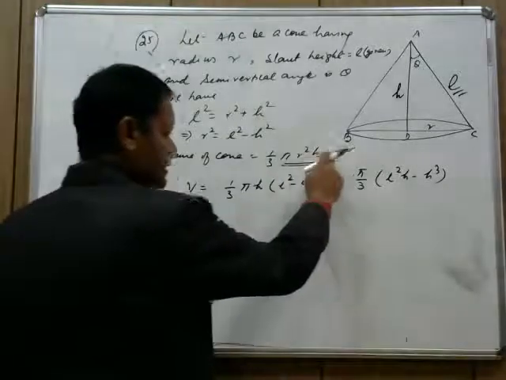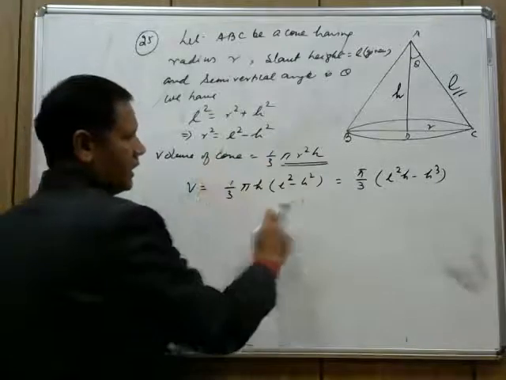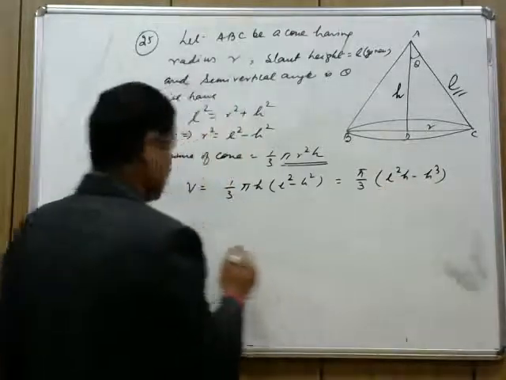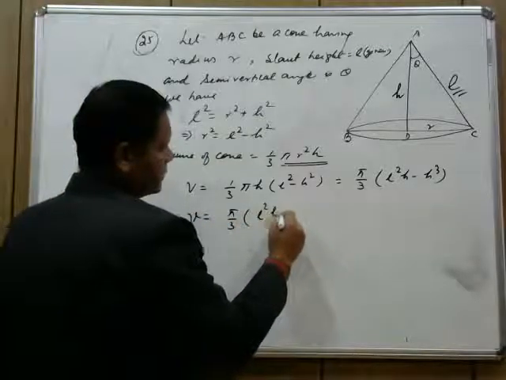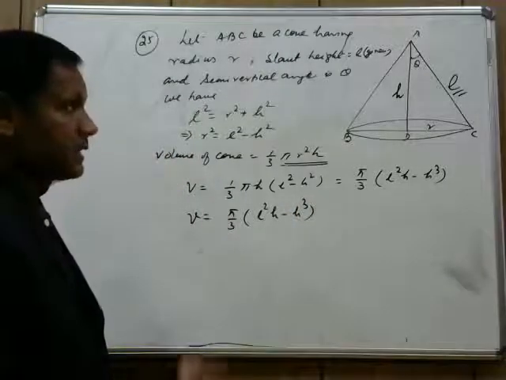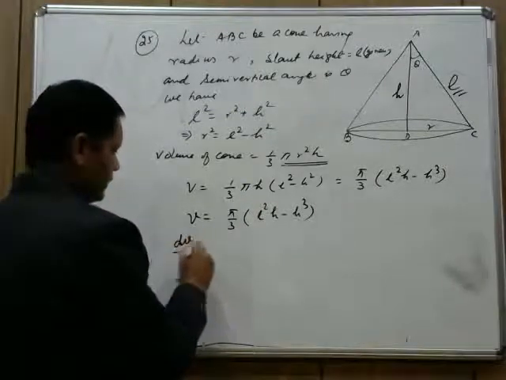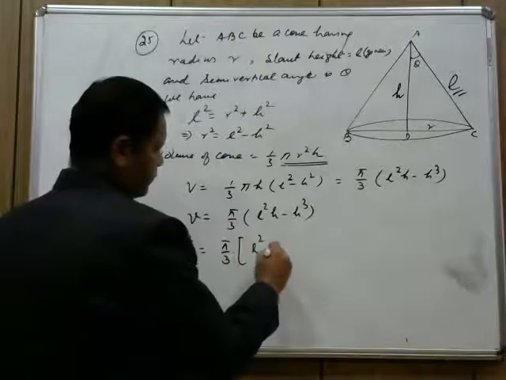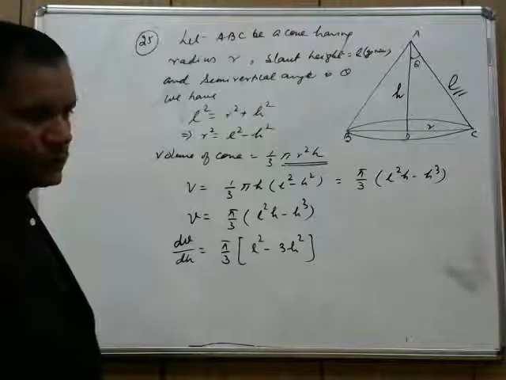1 by 3 pi R square H, in place of R square, L square minus H square, and now put the value, you will get L square into H minus H cube. Now V is equal to pi by 3 into L square H minus H cube. Now I cannot differentiate with respect to L. Why? Because L is given. But I can differentiate with respect to H. Yes. So now I will differentiate: dV by dH is equal to pi by 3 into L square minus 3H square.